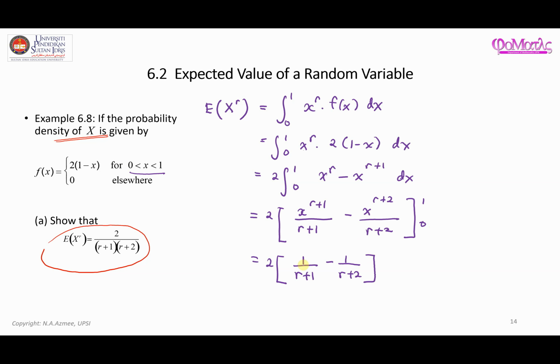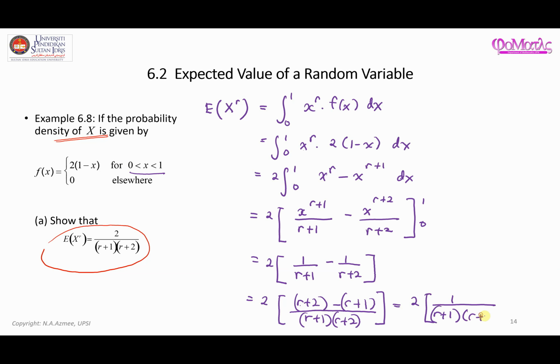Okay, and if you simplify these fractions you have over here, you will get, well, make sure the denominator here is (r plus 1)(r plus 2). So over there is going to be (r plus 2) minus (r plus 1). Okay. So r and r over here can be cancelled out. 2 minus 1 is 1. Therefore, you will get 2 times 1 over (r plus 1)(r plus 2). And this is exactly the same thing as given by the result over here. Okay.